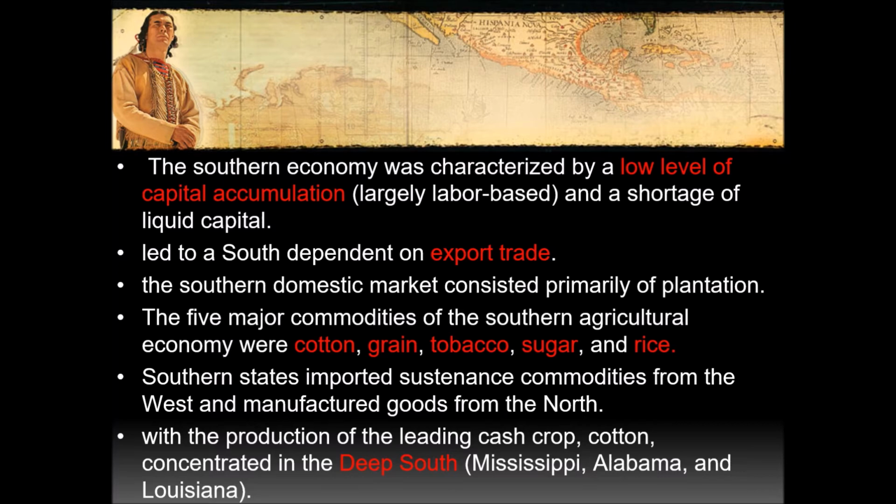There were five major commodities of the southern agricultural economy: cotton, grain, tobacco, sugar, and rice. Southern states also imported sustenance commodities from the West and manufactured goods from the North. The leading cash crop, cotton, was concentrated in the Deep South, in states such as Mississippi, Alabama, and Louisiana. These three were the top agricultural states in the Deep South.